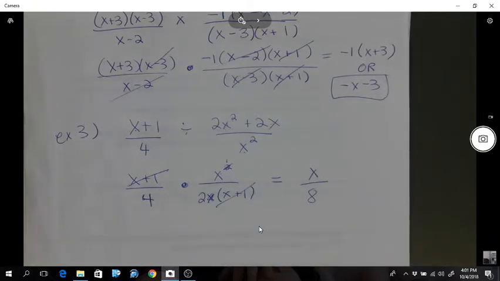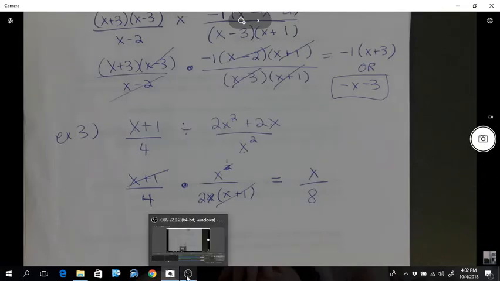Okay, so factor, cancel numerators and denominators, and finalize your answer. But don't forget that when you're dividing, to multiply and reciprocate the second fraction.